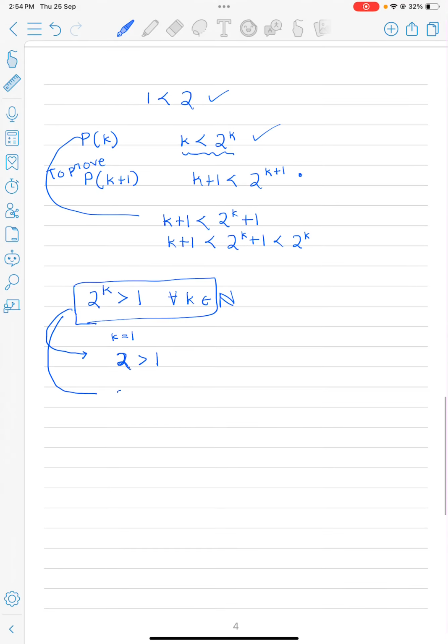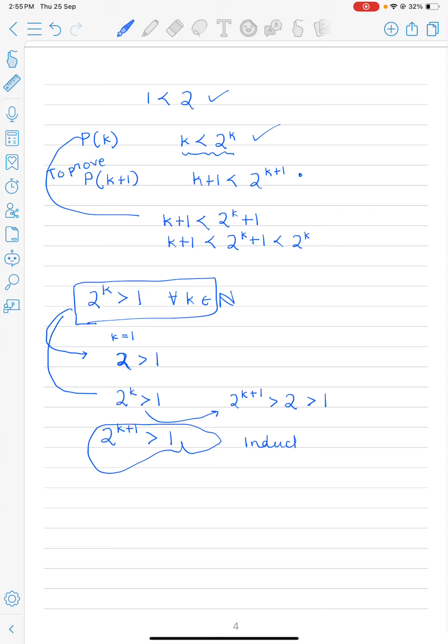For k, you assume 2k is greater than 1, and 2k plus 1, I want to prove this. So how do you do? You multiply 2 both sides here. This one is true. You multiply 2 both sides, then you will get 2k plus 1 is greater than 2. And that is greater than 1. So you have proven this statement. Using induction, you can say that this statement is true for all k belongs to natural number.